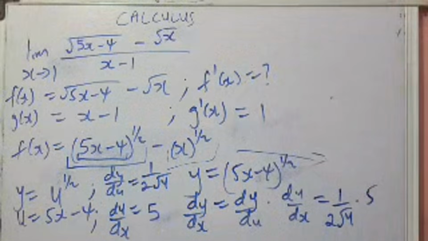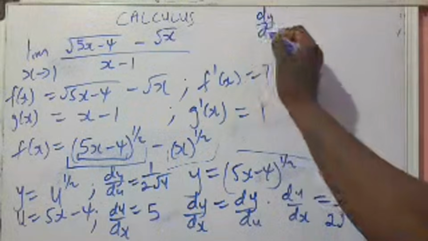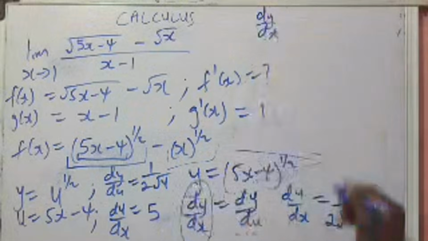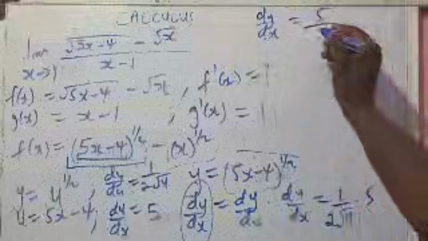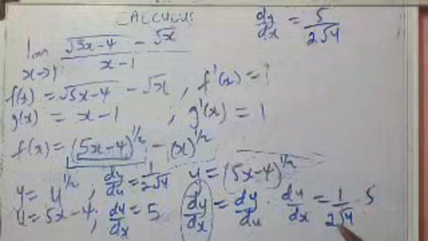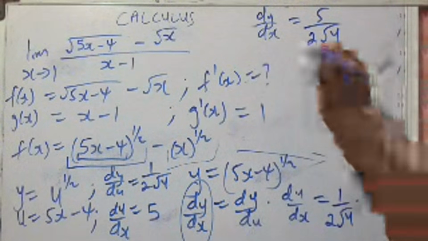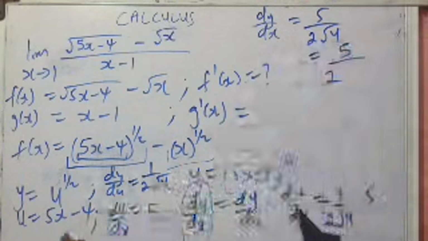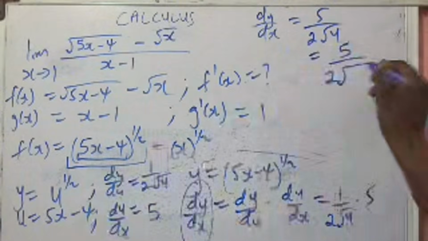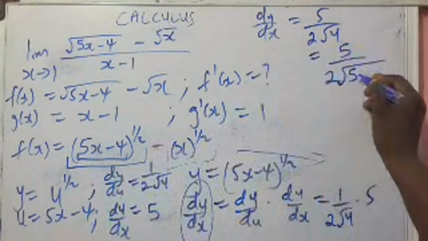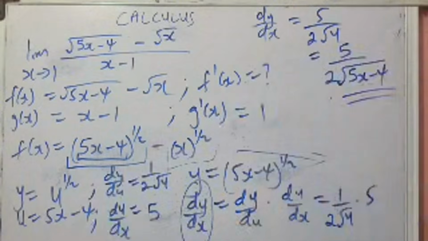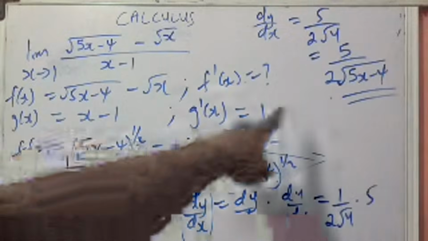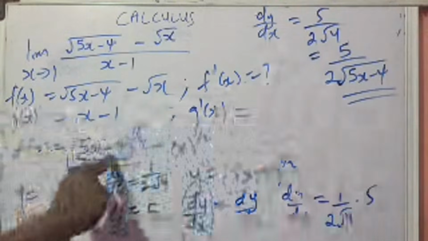That means I'm saying now that dy over dx, which is this, is equal to 5 over, that's 1 times 5, 5 over 2 square root of u. That's what the denominator is. Now, I don't need to leave it in this form because obviously I know what my u was. My u was 5x minus 4. So I can go on to substitute that inside here. So I'll just put u as 5x minus 4. And this is the answer. So if you are asked to differentiate this whole thing now, this is the answer. The answer for differentiating 5x minus 4 raised to power 1 over 2.